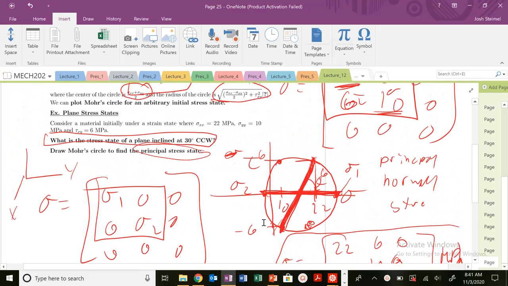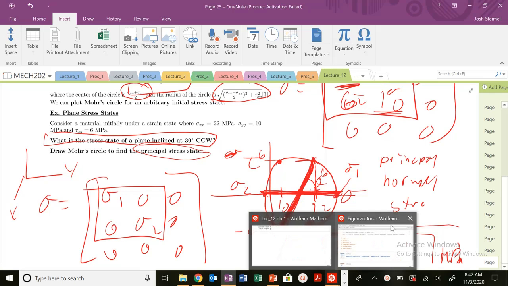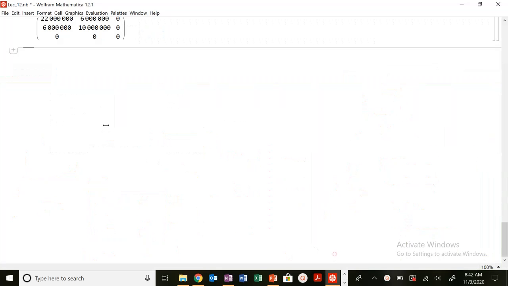We solve essentially our last method to solve this problem of our stress state, and this time using linear algebra in order to find the stress state at some orientation, 30 degrees counterclockwise, et cetera. We're going to use this linear algebra approach to find these solutions. So let's go ahead and figure it out. Let's go back to Mathematica.